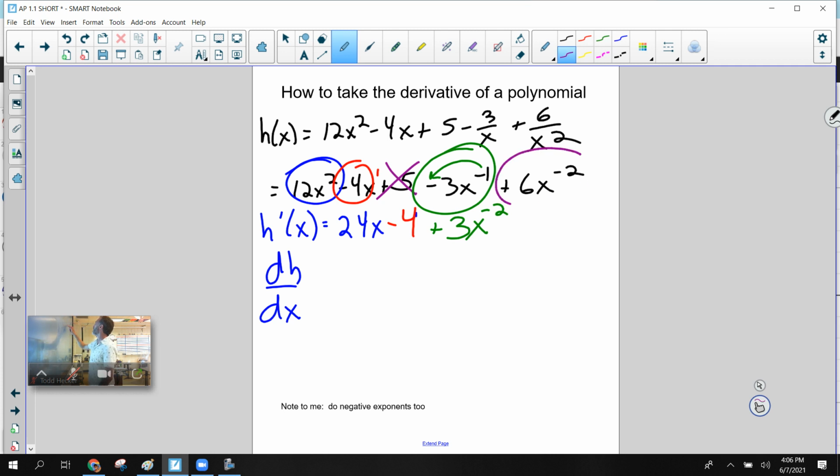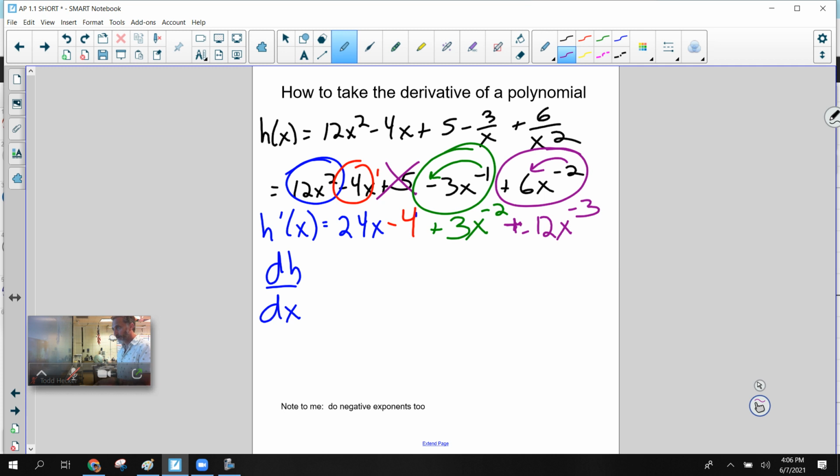And then finally, plus, I guess, negative 2 times 6 is negative 12. That was why I was hesitating there. We're going to get a negative x. And then negative 2 minus 1 is negative 3. There you go. That's how you take a derivative of a polynomial. There's a bunch of other stuff you can take derivatives of. We'll do that later.